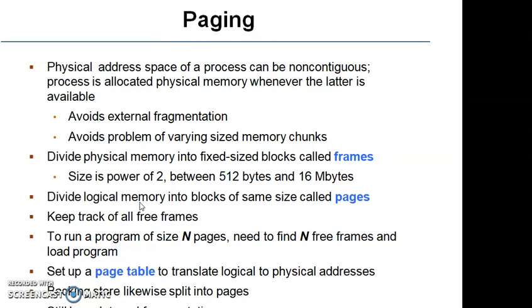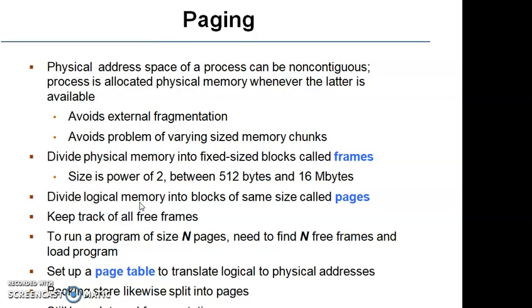In the previous classes, we discussed contiguous memory allocation. The problems of contiguous memory allocation can be solved by using paging. The physical address space of a process can be non-contiguous. A process is allocated physical memory whenever the latter is available. The paging technique avoids external fragmentation and avoids the problem of varying sized memory chunks.